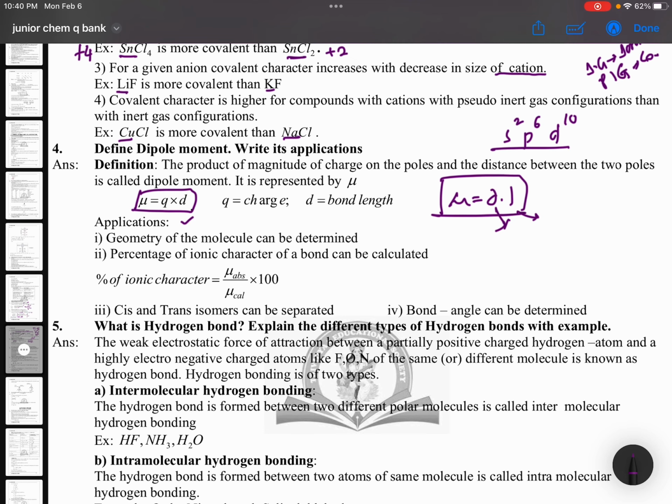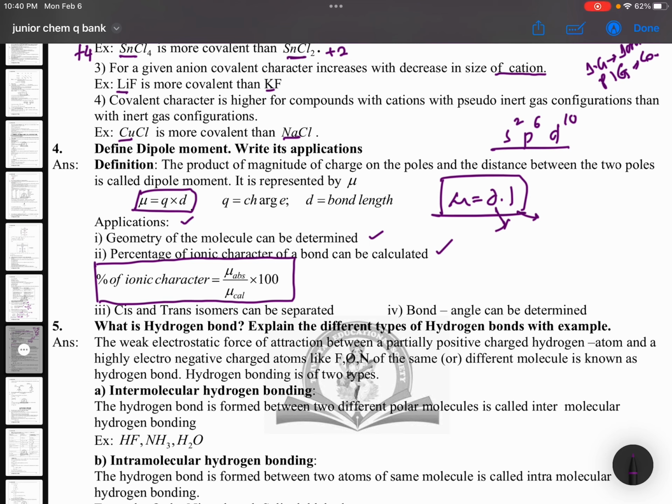Where it is going to be useful. Geometry of molecules can be determined, because if the geometry is perfect without any lone pairs, dipole moment will be 0. Percentage of ionic character of a bond can be calculated by using the formula: percentage of ionic character is equal to mu observed by mu theoretical into 100, or you say mu calculated into 100. Percentage ionic character can be calculated.